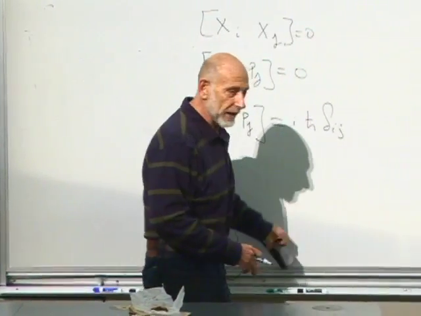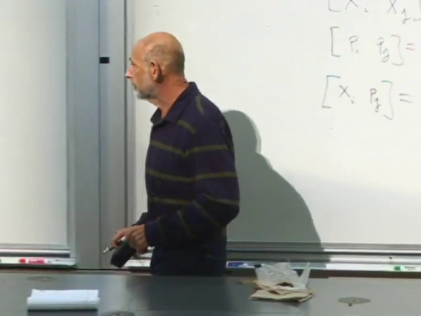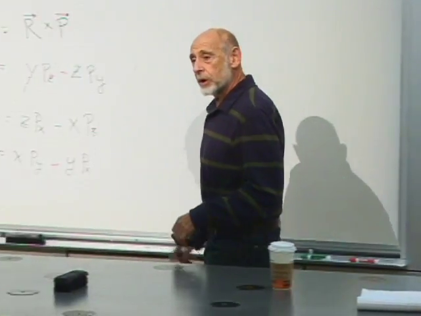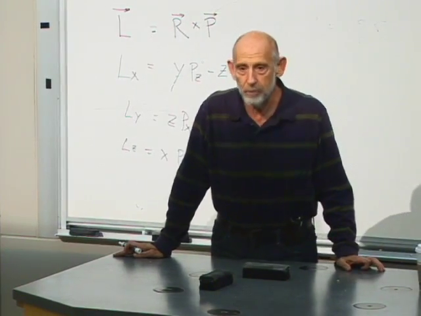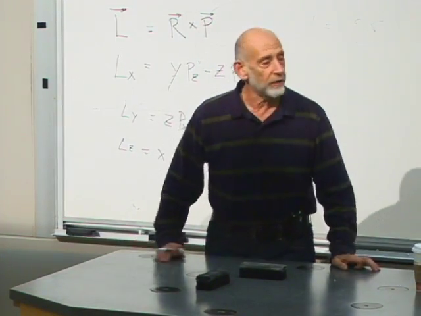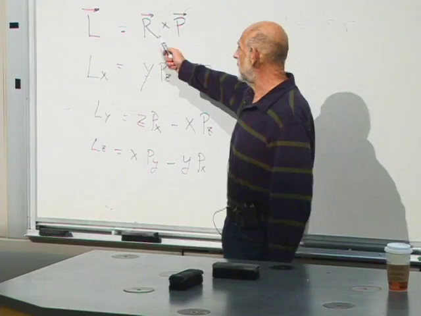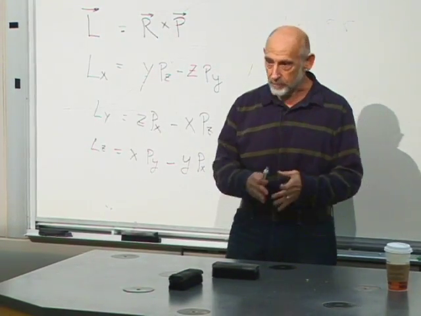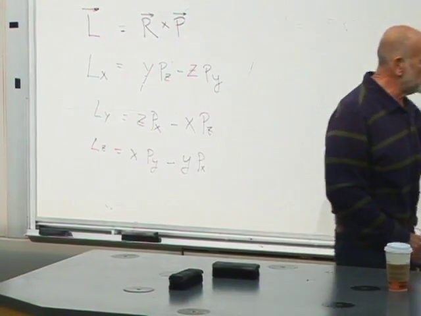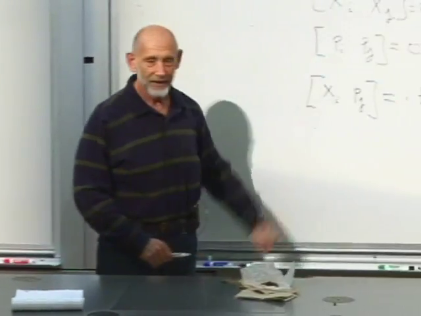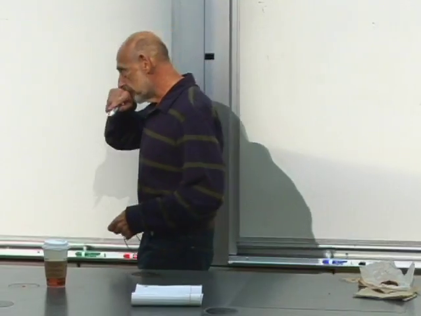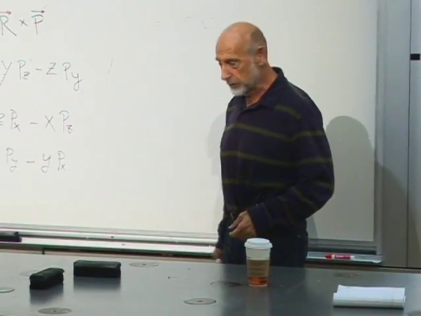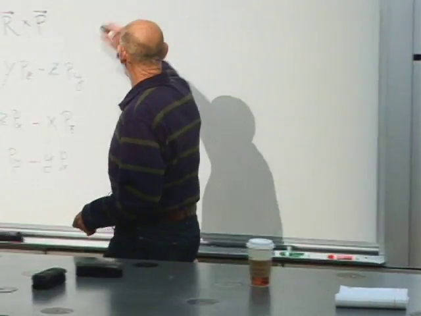Okay, but we haven't gotten there yet. I just pointed that out. What I want to work out for you is the commutation relations of the components of angular momentum. We're going to find out that once we work out the commutation relations of the components of the angular momentum, we can forget this. We won't need it anymore. It's just the components of the angular momentum whose commutation relations we want. All right, so let's do it over here.